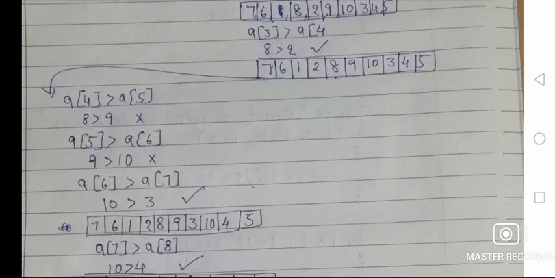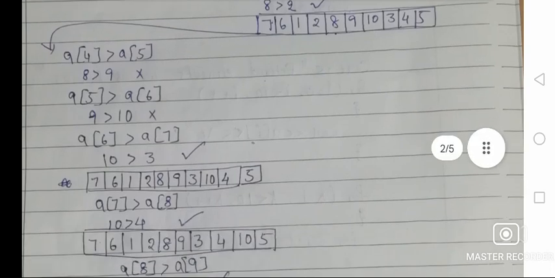Matlab, 8 greater than 9. This condition will fail. Again you have to check the condition and increase the value of J. F5 greater than F6, 9 greater than 10. So this condition will fail, and again you have to increase the J value. F6 greater than F7. So this condition will be true and it will exchange the values.